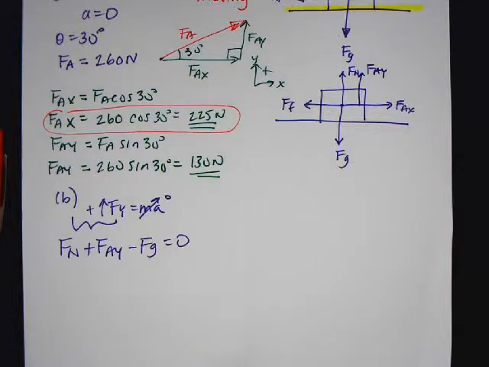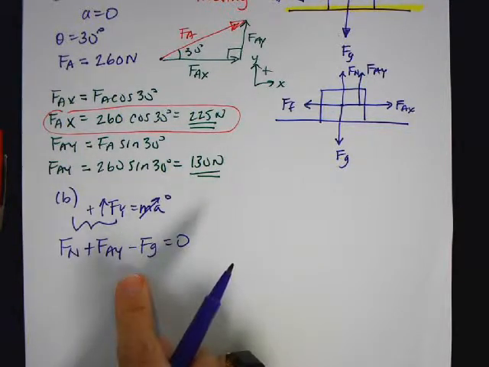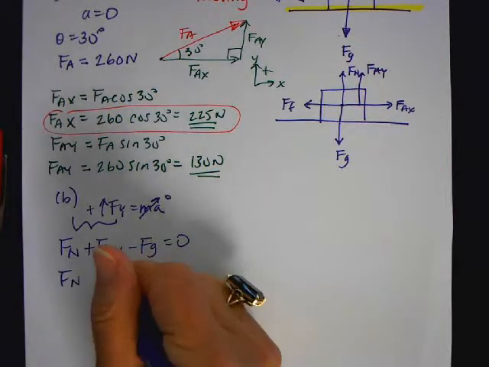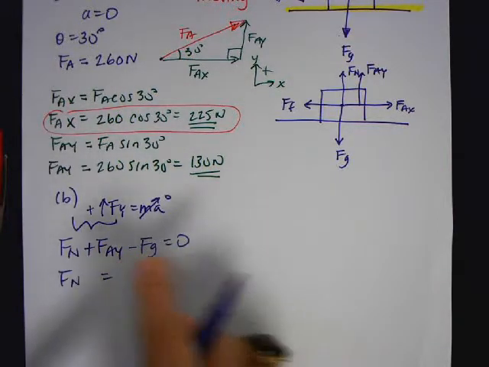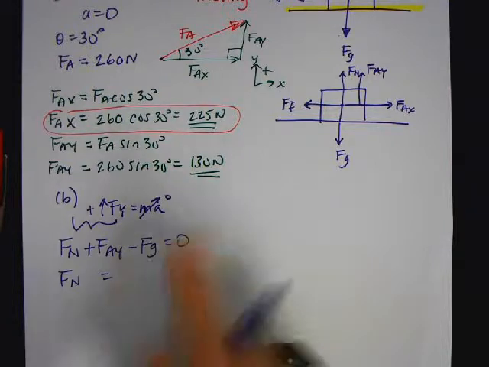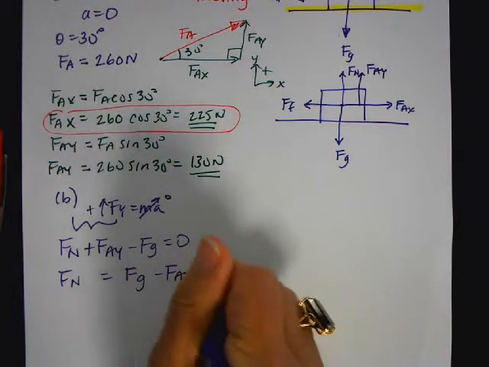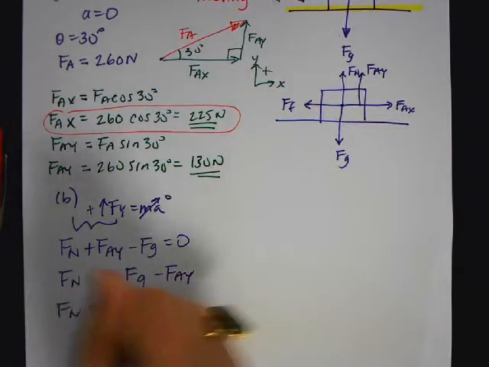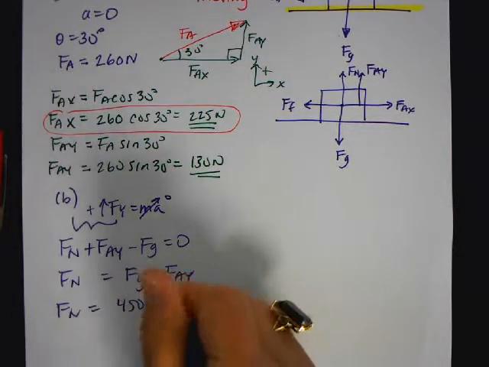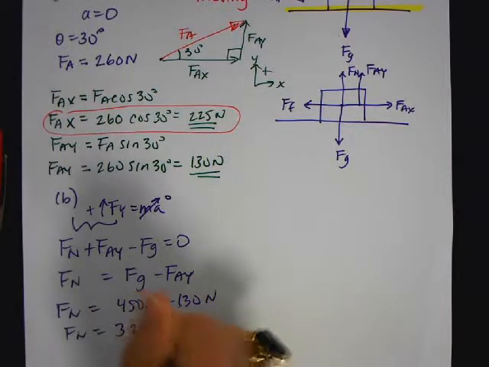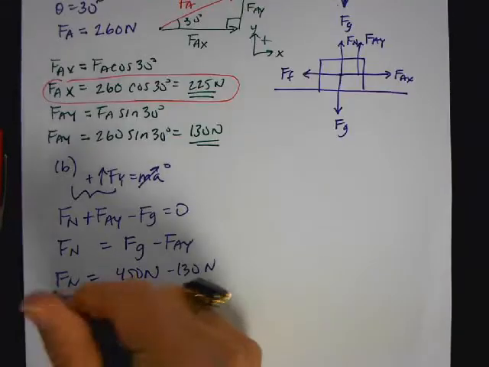Because I want to solve for Fn, I'm going to rearrange my equation to solve for my unknown in terms of my known. So Fn is equal to, and I'm just going to move these to the other side. When I move them to the other side, it changes their sign. So it's going to be Fg minus FAY. So Fn is equal to 450 minus 130. So Fn comes out to be 320 newtons.